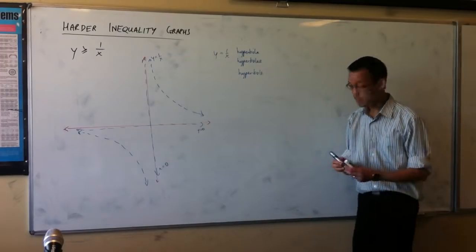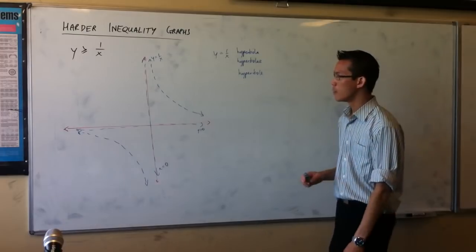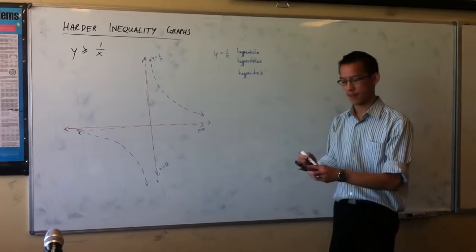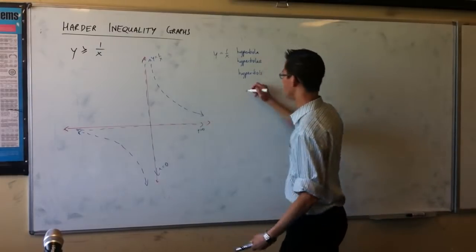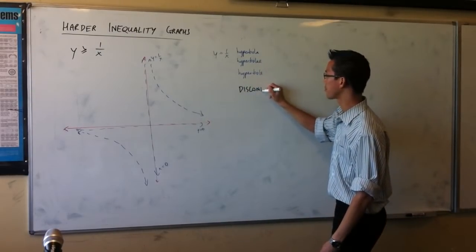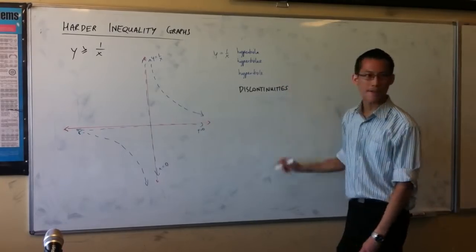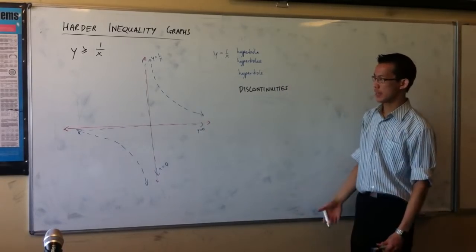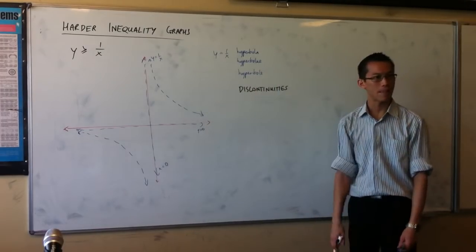Now, I think we mentioned before when we were talking about functions, a particular category of function, which is ones which have discontinuities. Do you remember that? Really important word. This graph has a discontinuity. So another way of saying it is it has two branches. There's the right-hand branch and the left-hand branch.